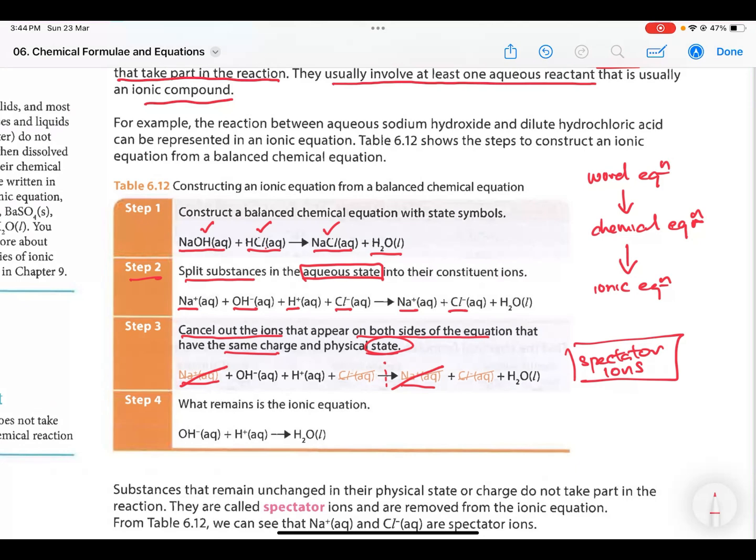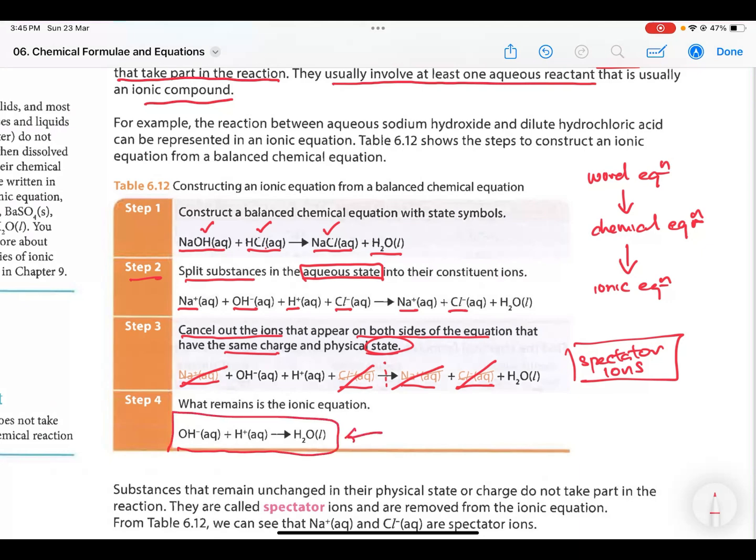Next one, Cl minus aqueous, Cl minus aqueous. You realize this chloride ion never takes part in the reaction as well, so I strike them out. Therefore, whatever is left, you can see OH minus only on the left hand side, H plus only on the left hand side, and the right side only has H2O. So I will just combine them now without all the ions that I struck out. This will be my ionic equation.